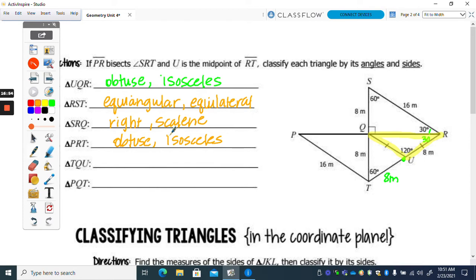Triangle TQU, Jackson. Equilateral. Okay, it is equilateral.